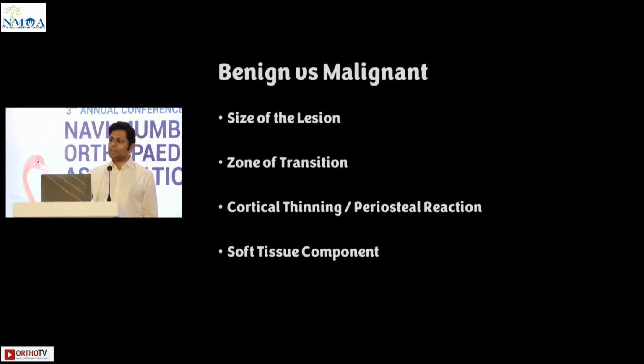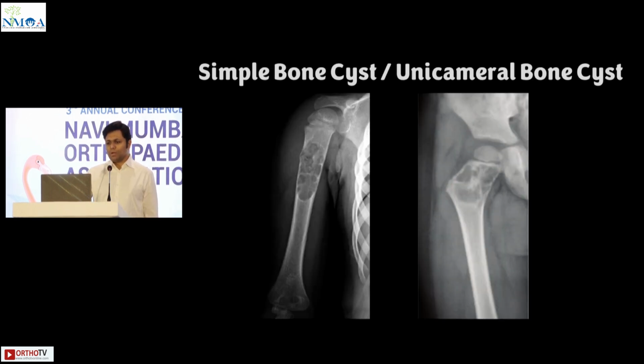The cortical thinning could be present in both, but the periosteal reaction is usually seen in malignant tumors like the osteosarcoma or the Ewing sarcoma. Soft tissue component is usually present only with malignant tumors. Now let's go to the common benign tumors that we see present with pathological fractures.